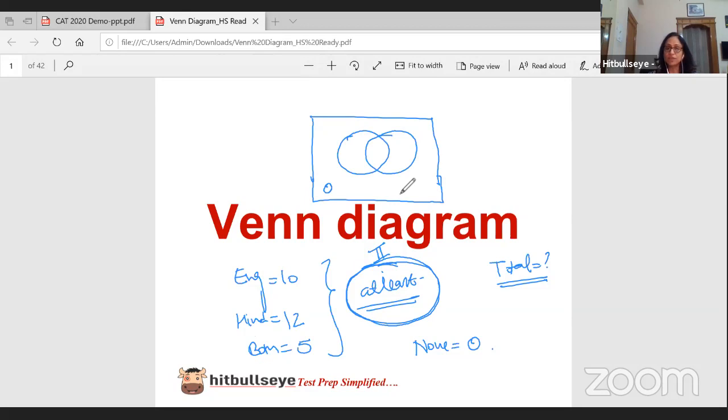Now, if you're trying to fill up this Venn diagram, always start filling up from the innermost value. Both is given as 5. So I know that this number is 5. Let's say this circle is for English. This circle is for Hindi. Now, you know that the total for English is 10 because I have not used the word only here. So the total for English is 10. So obviously this number has to be 5. Similarly, the total for Hindi is 12. That means this number has to be 7. Is that clear? So this is how your Venn diagram is getting completely filled up. Any problem till here?